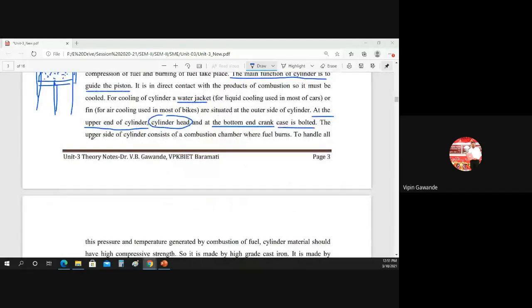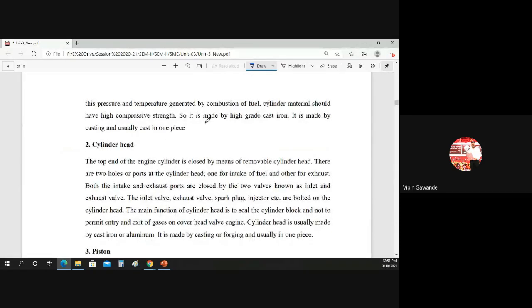Now the upper side of the cylinder consists of the combustion chamber. We have already seen this one. Now, what is the cylinder made up of? It is made up of gray cast iron. This is very important, this is an MCQ question they will ask in the examination: which material is used for the construction of the cylinder? That is cast iron. It is made by casting, and usually cast in one piece. So it is one piece only, made up of cast iron.